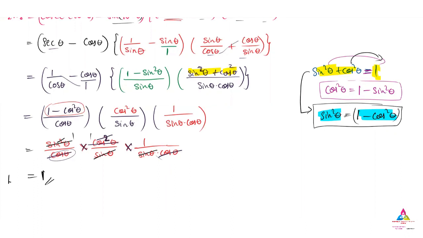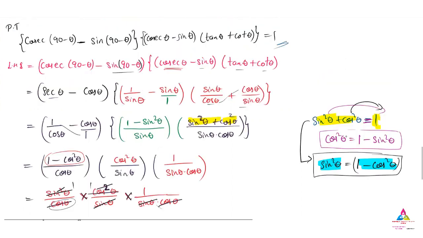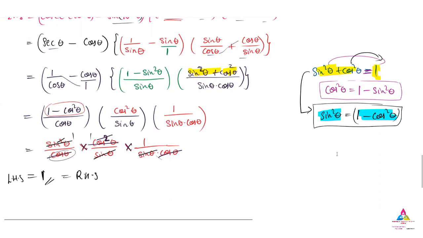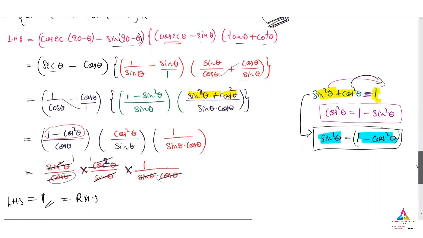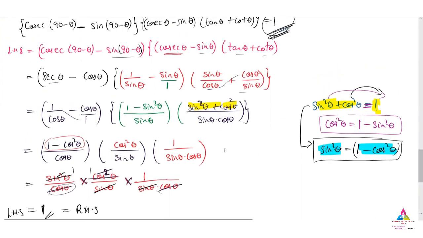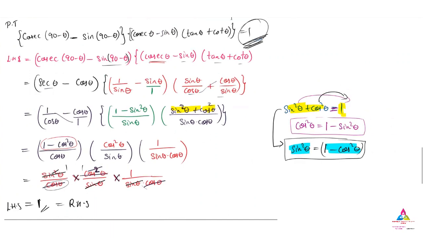So the left hand side is 1, and they have told us to prove that the right hand side is also 1. You can go a little bit up and see the final answer must be 1, and we have already got 1 as the answer. I hope you have understood this. Any doubt if you have, you can ask me, not a problem.